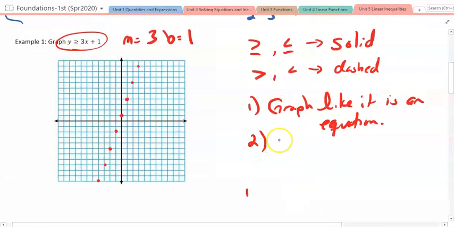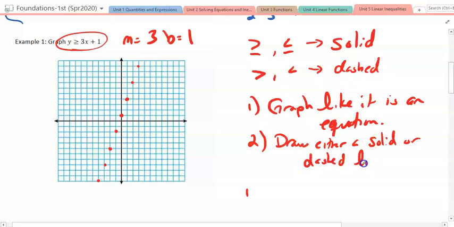Step 2 is to draw either a solid or dashed line. Now, how do we know which one we're going to use? We look back at our inequality. If it is equal to, my line will be solid. If it is not equal to, my line will be dashed. In this case, I am equal to. It doesn't matter that it's greater than or less than. The key is that it has the equal to bar underneath. And so this line will be solid. And so we're going to connect all these points down this line and make it a solid line.